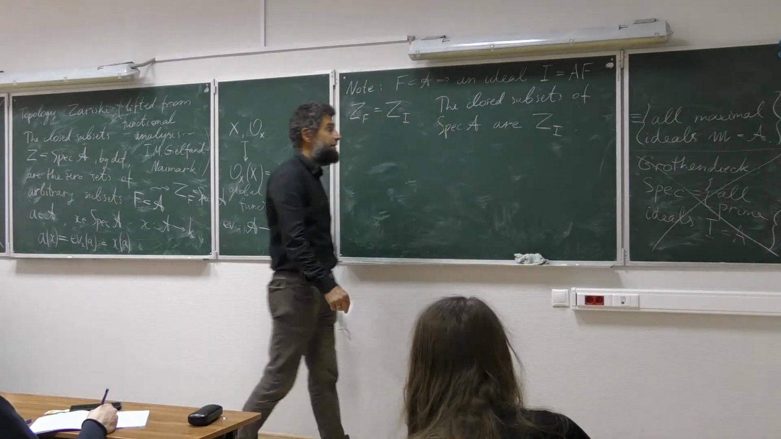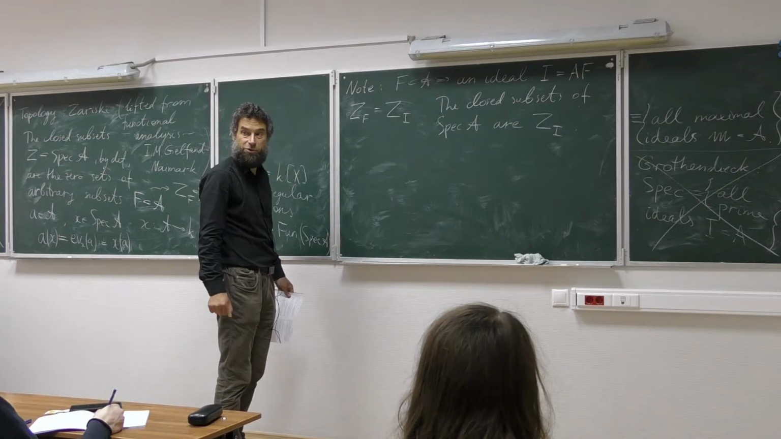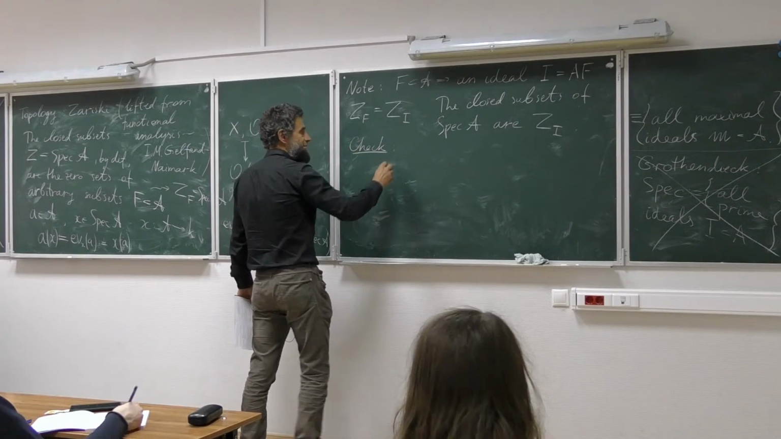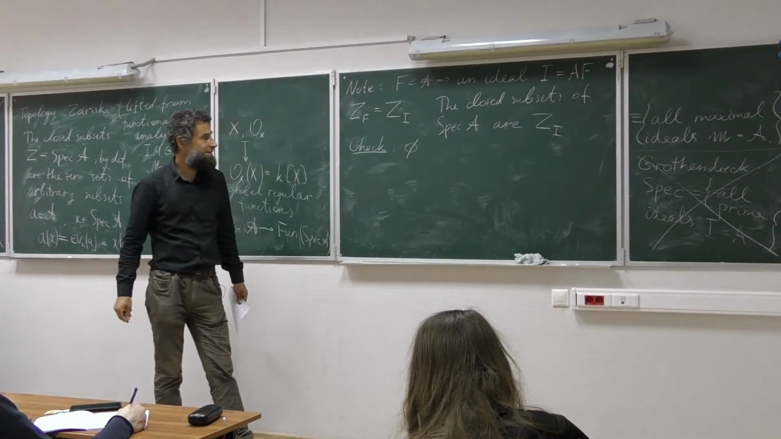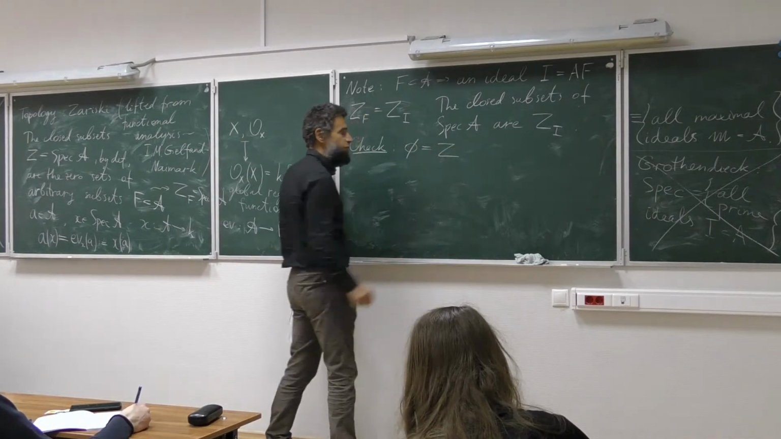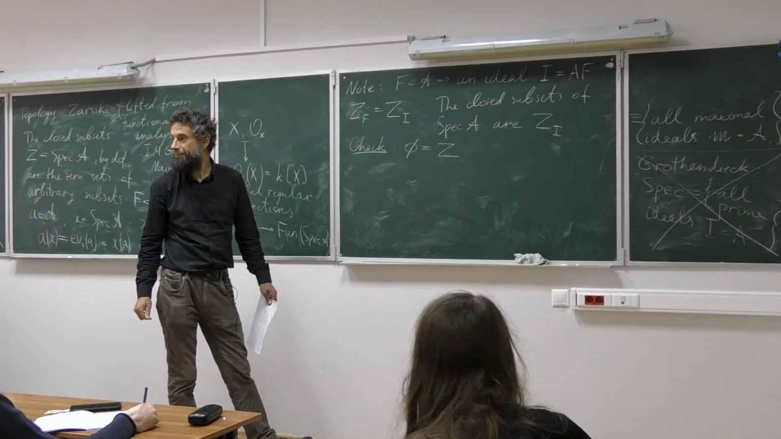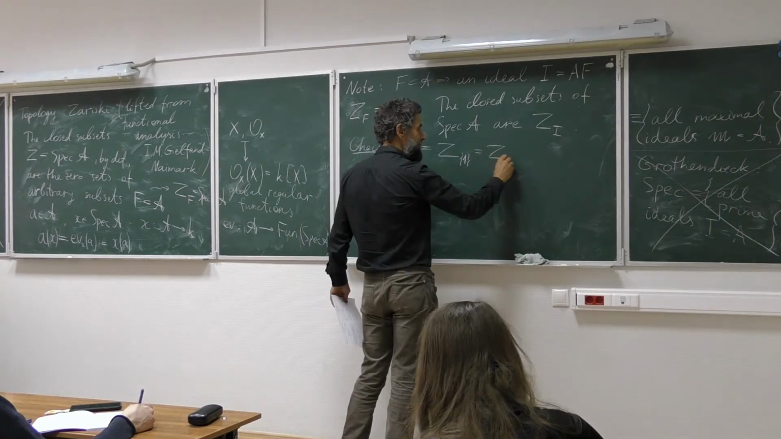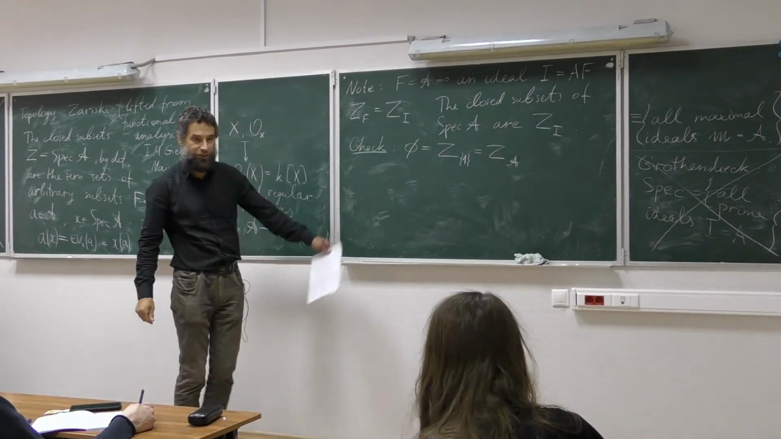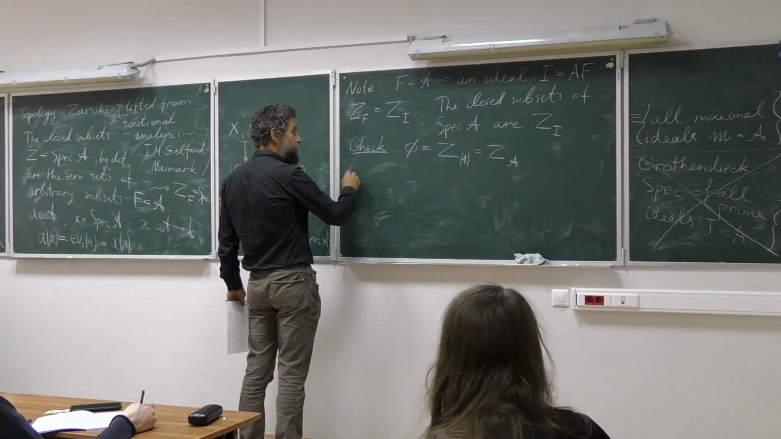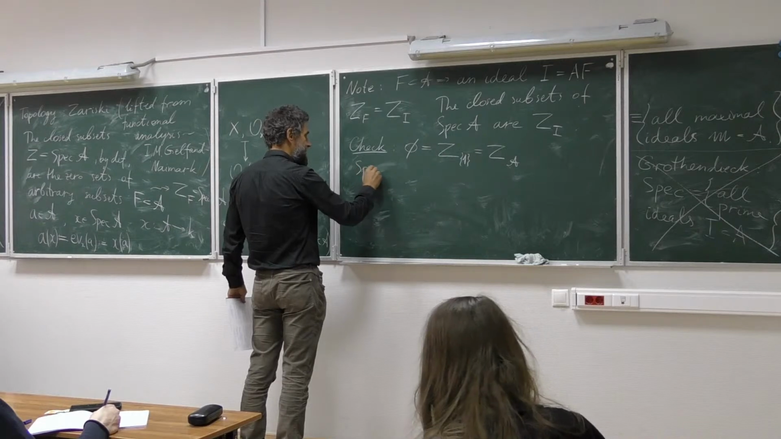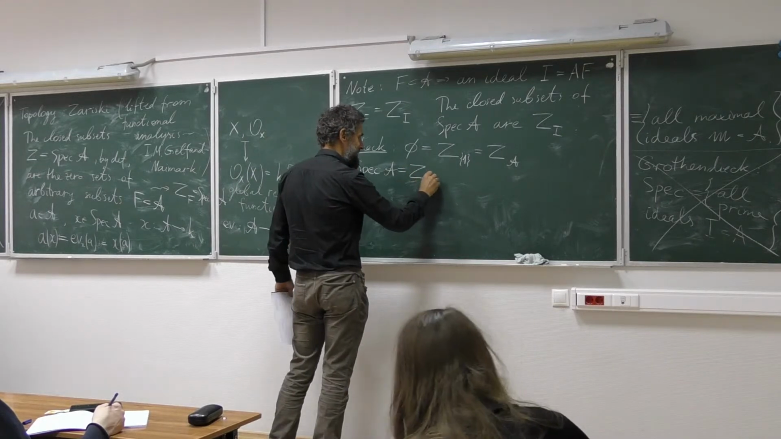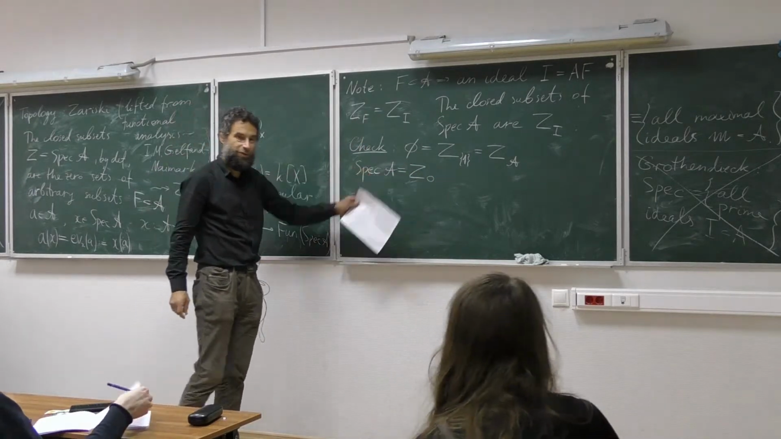Now we have to check that they satisfy the basic axioms of topology. So, for example, the empty set is the zero set of what? Of one. Yeah, for example, of just one. Or in other words, of the whole ideal, which coincides with the ring A itself. And now the whole spectrum of A is the zero set of what? Of zero. Yeah. And now the ideal coincides with this set.